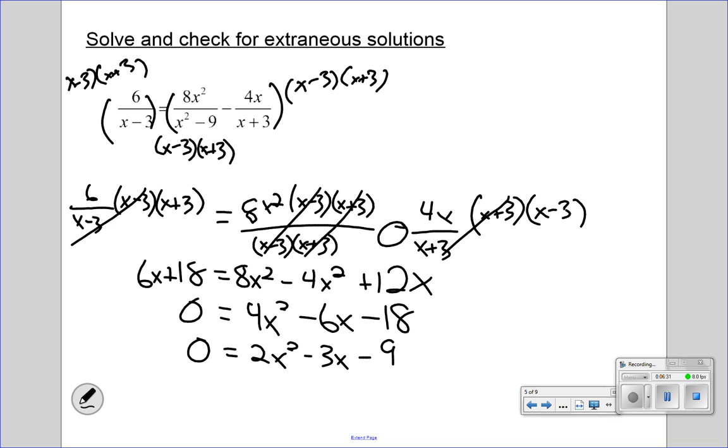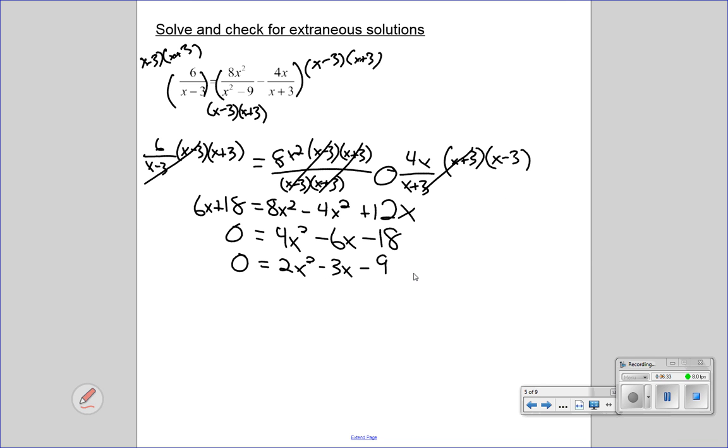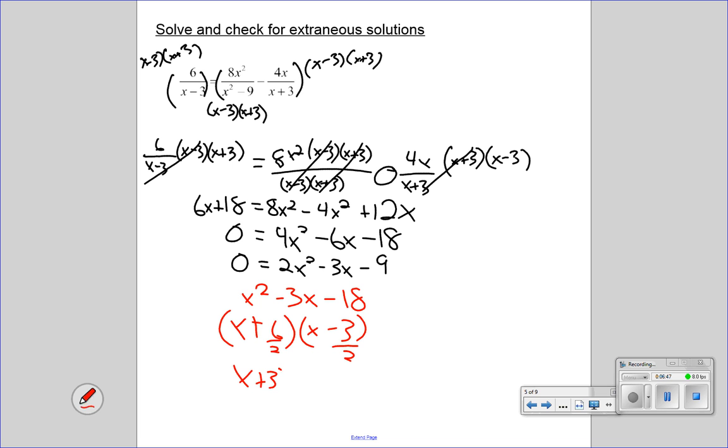We can do this in red. So we have x squared minus 3x minus 18. Factor that into (x plus 6)(x minus 3). We have to divide everything by 2. So (x plus 3) times (x minus 3 halves). So our solutions are x equals 3 halves and negative 3.